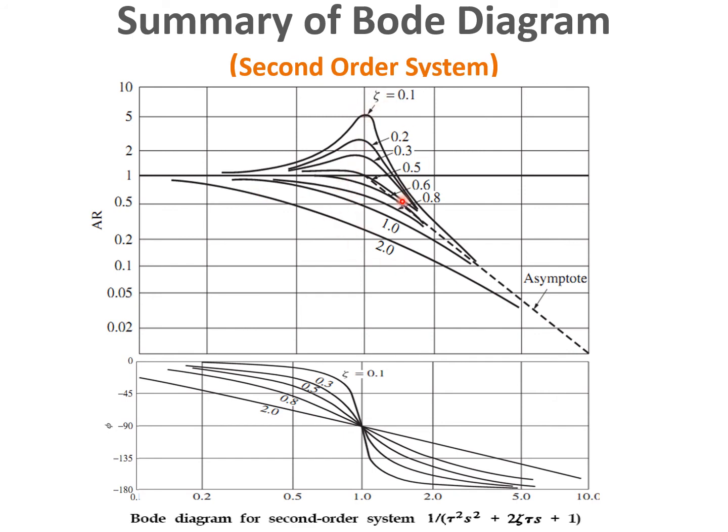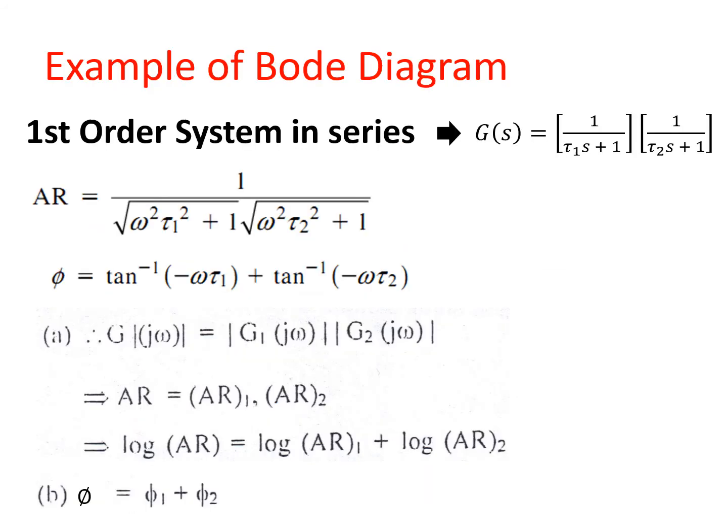Well, not so much different. You can use most of it to design your controllers and all. The asymptotic plot is good enough. And the phase angle plot is like that. Again, from 0 it goes to -180 degrees, but slightly different in between due to the different zetas, which affect the behavior of the system.